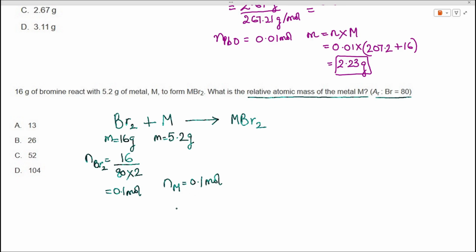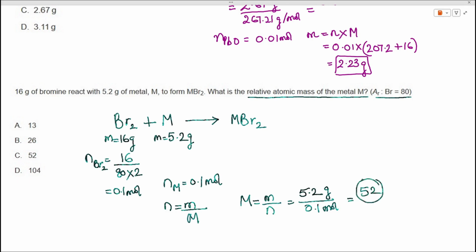And now to figure out the molar mass, we know that the number of moles is equal to given mass divided by molar mass. So the molar mass will be equal to given mass divided by the number of moles. So given mass is 5.2 grams, and we divide it by 0.1 mole. So 5.2 divided by 0.1 should give us 52. So the right option is option C.